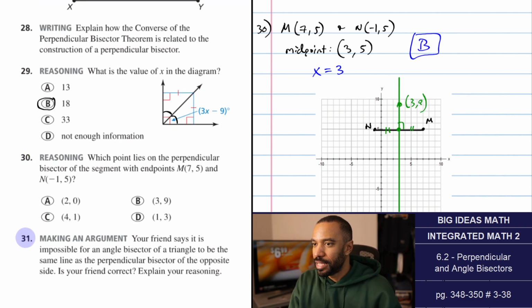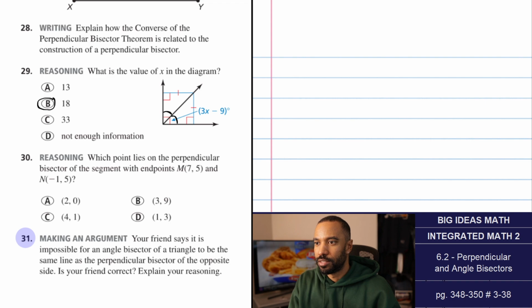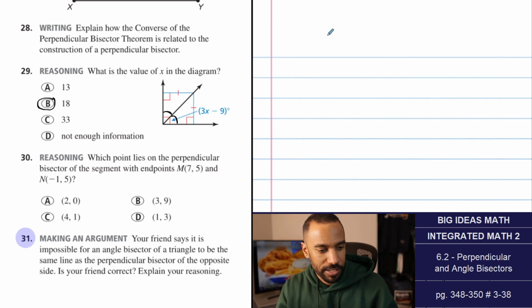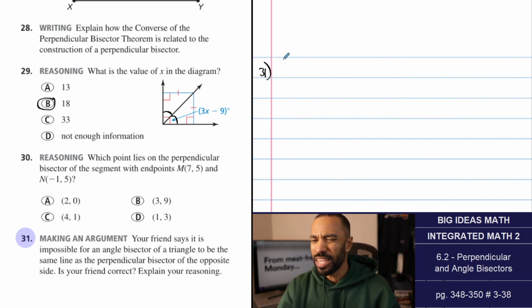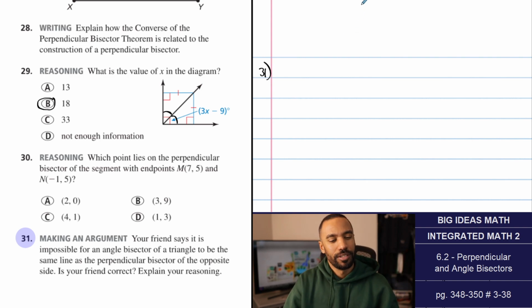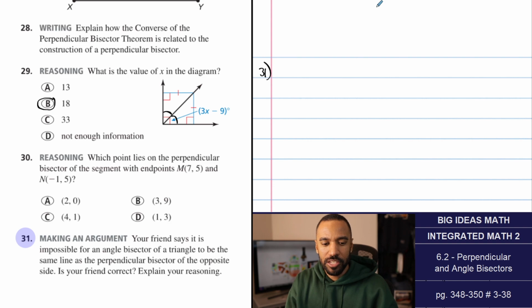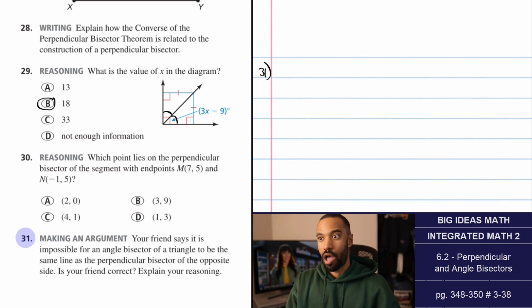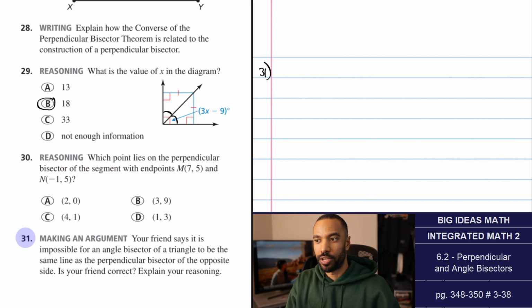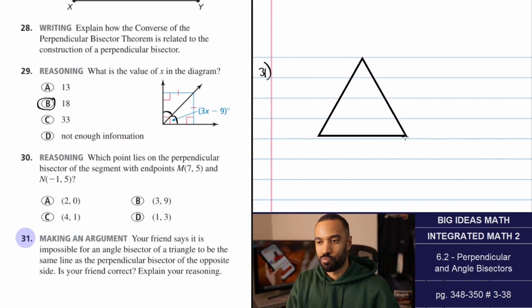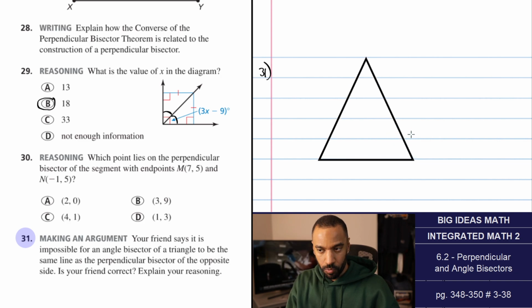Number 31, making an argument. Your friend likes to argue math. Your friend says it is impossible for an angle bisector of a triangle to be the same line as the perpendicular bisector of the opposite side. Is your friend correct? Explain your reasoning. I don't know where your friend got that idea. Let's go ahead and take a look at this, what he's talking about.